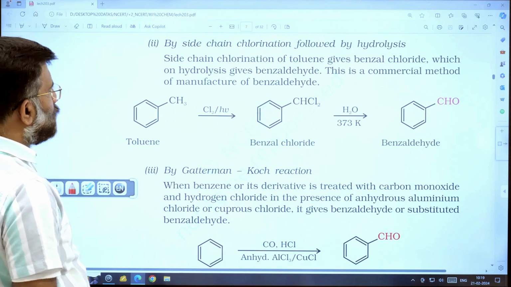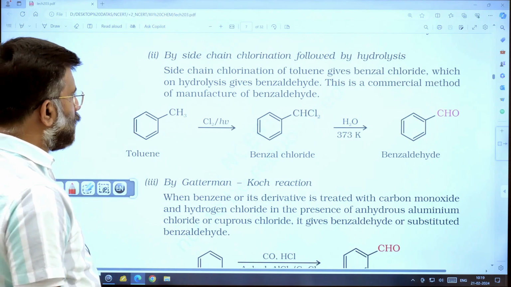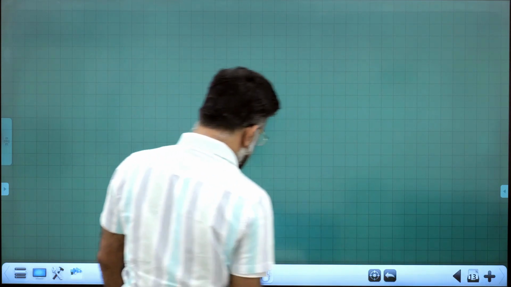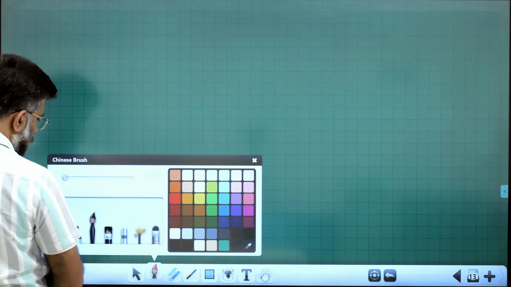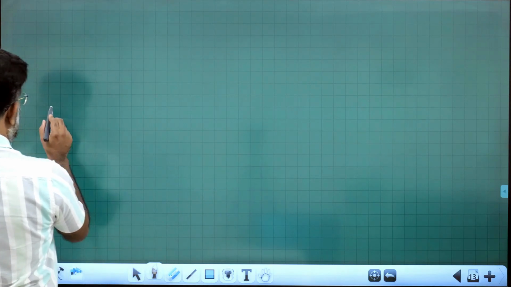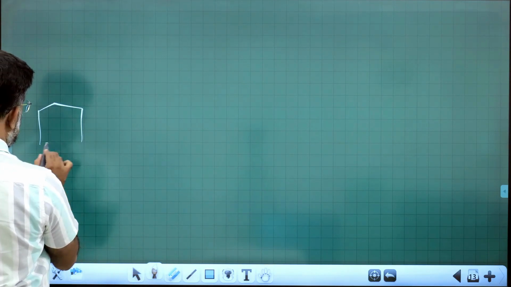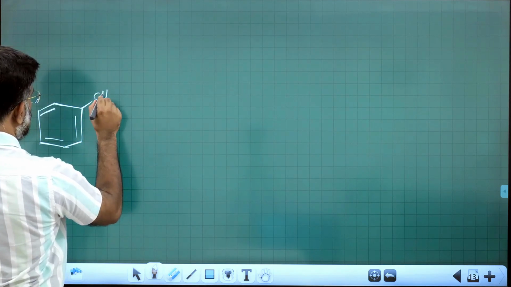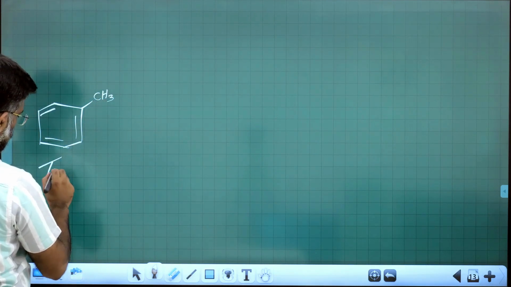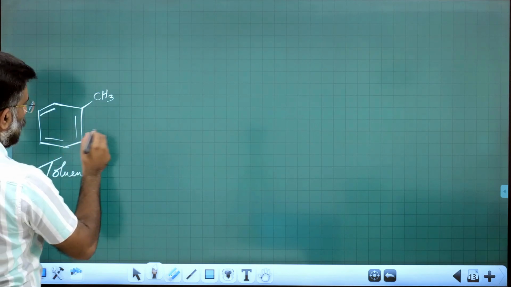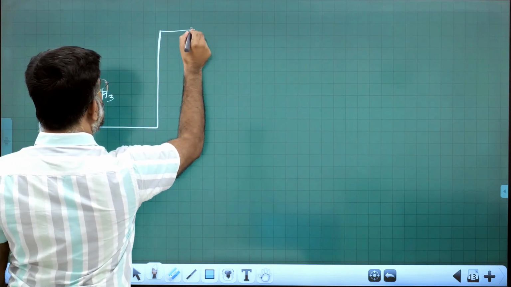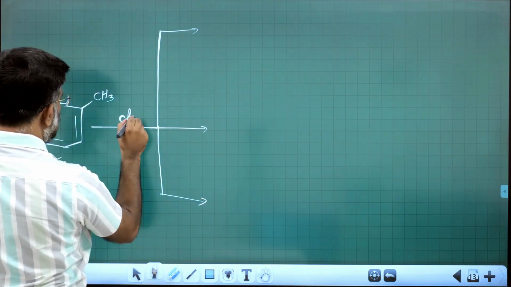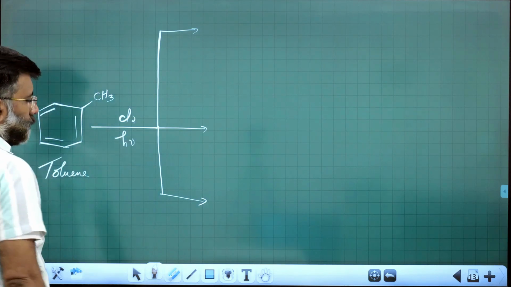Next is side chain chlorination followed by hydrolysis. In fact, in side chain chlorination of toluene, you can have three characteristic reactions. Three characteristic reactions you can expect. One is what we are discussing over here. Suppose you take toluene. It is treated with chlorine in the presence of light.